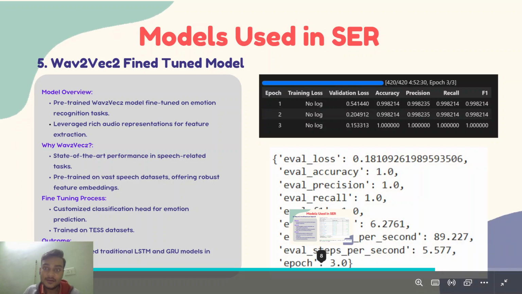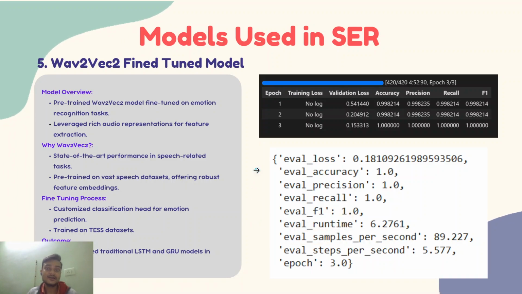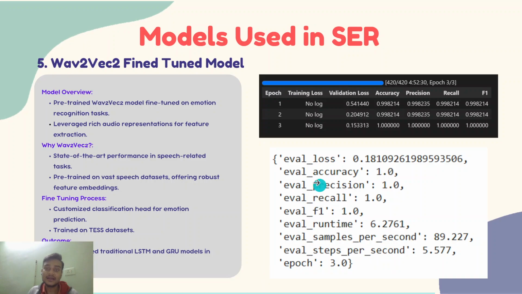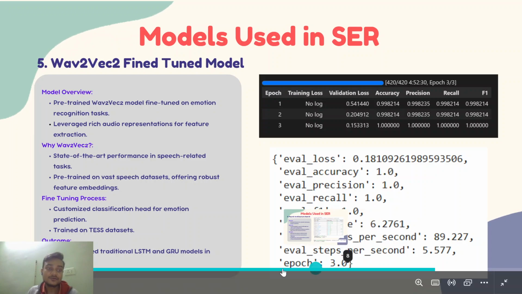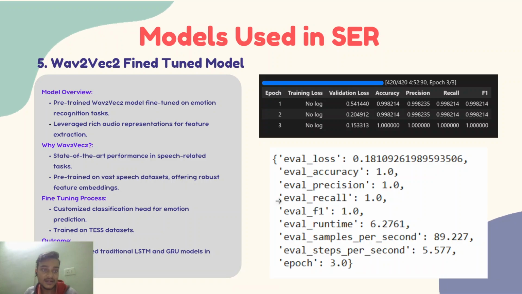Now we are using the wav2vec fine-tuned model. As you know, Facebook has developed the wav2vec model, and we are training it on the data set to get a very high accuracy as compared to our previous LSTM and GRU models or even the NAS architecture model. Here are the accuracies of this wav2vec model, and here is the evaluation of this model. Evaluation loss is 0.18, accuracy is 1, precision is 1, recall is 1, and we have run it for 3 epochs. This wav2vec model has outperformed the traditional LSTM and GRU models.